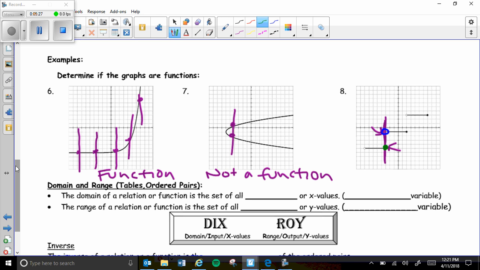So with that same idea, at 2, again, it looks like it hits more than one point, but because this one is closed and that one is open, it doesn't hit the graph more than once, so it is a function. If you had 2 closed circles, then it would not be a function, because then it's hitting 2 points on the graph.